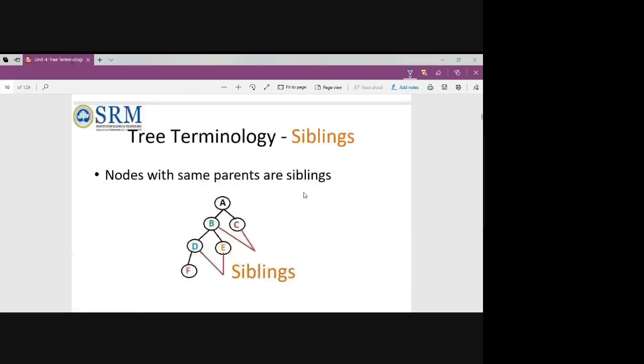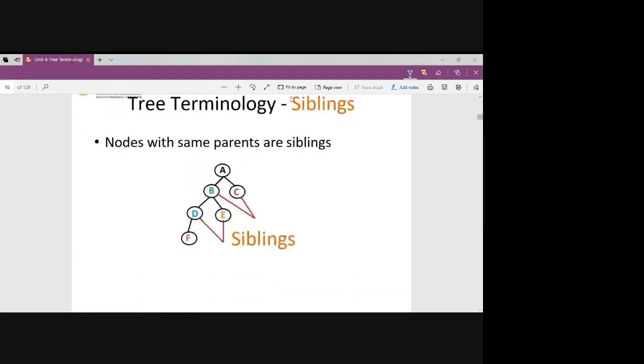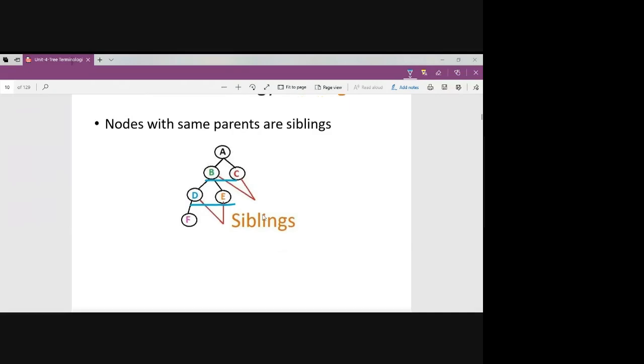So what can be siblings? Nodes with the same parent are called siblings. Let us see here, I think you know it. B and C are siblings. D and E are siblings, because they have a common parent. D and E's parent is B, and B and C's parent is A.